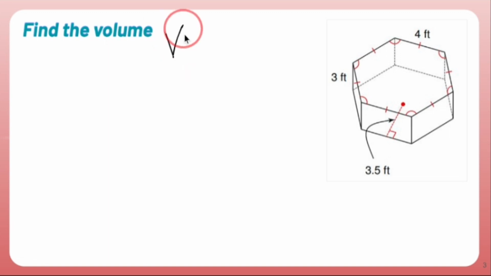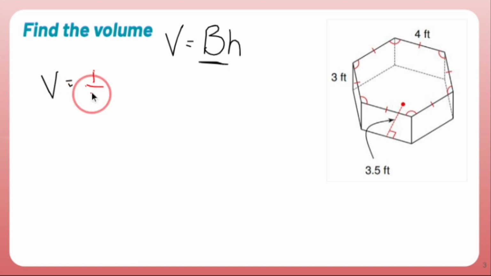The volume of any prism, whether it's a cube or something crazy like this, a hexagonal prism, is going to be the area of the base, which we denote by capital B, times the height. Now, the base is a regular hexagon. So if we were to break this down further and create a new formula, the volume is going to be 1/2 times the apothem times the perimeter and then times h over here.